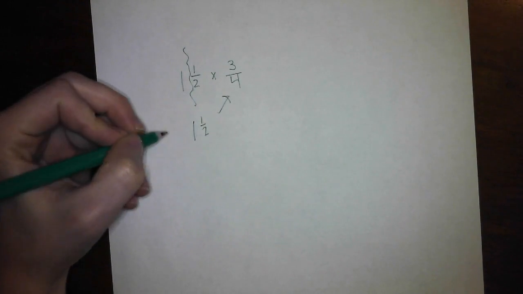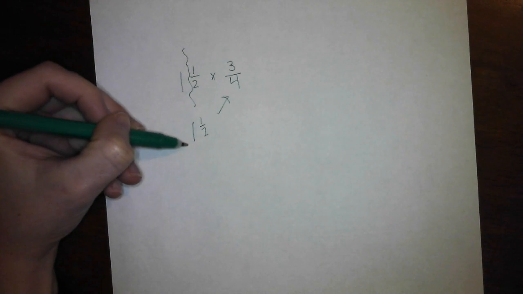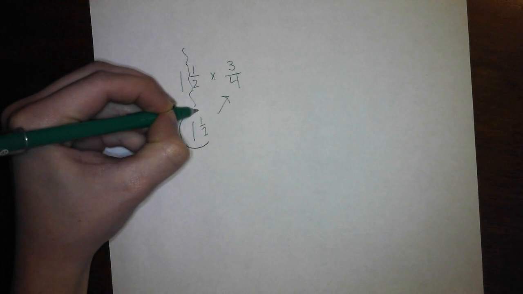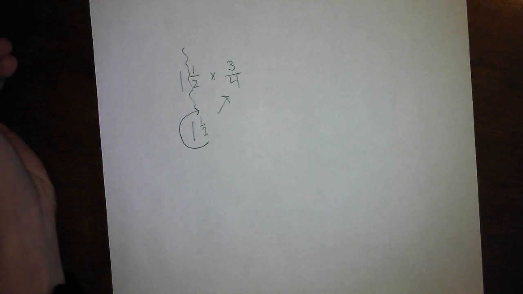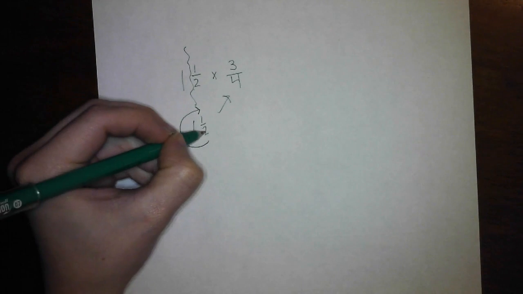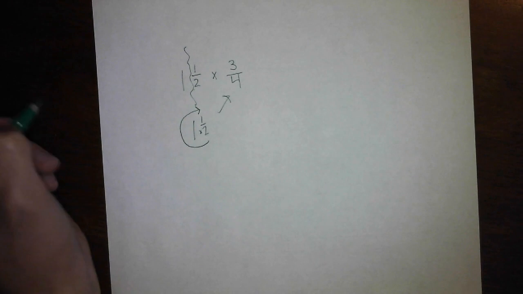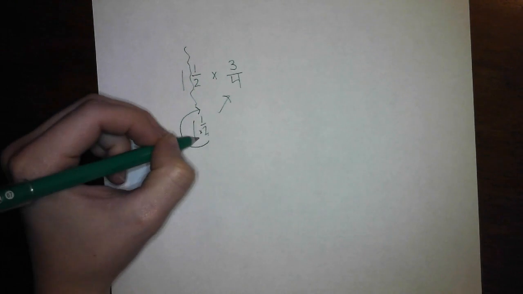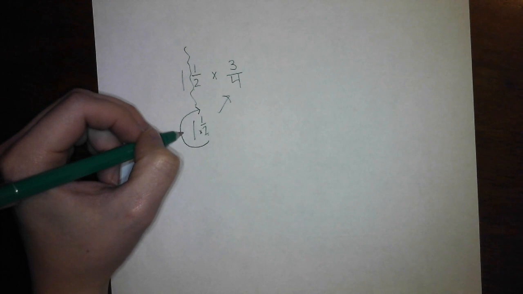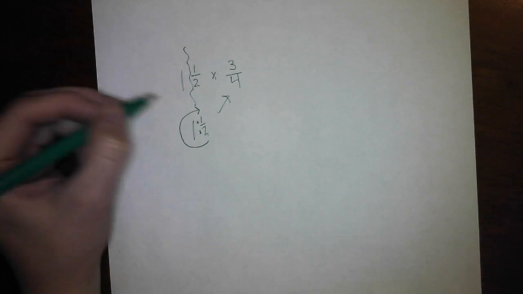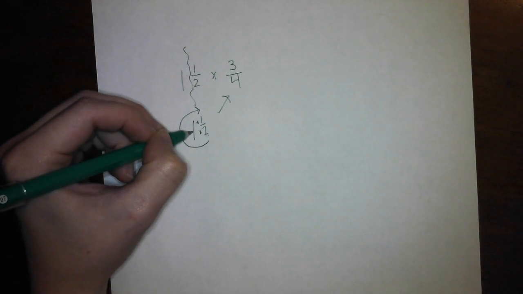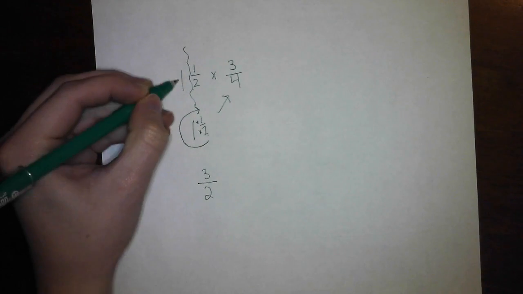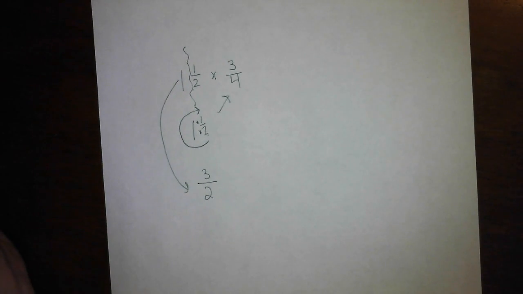The way that we do that is we convert it from the mixed number into the improper fraction. The quick way to do that is to go around the fraction. You do the denominator times the whole number plus the numerator. So 2 times 1 is 2, plus 1 is 3. So 1 1/2 is the same as 3/2.